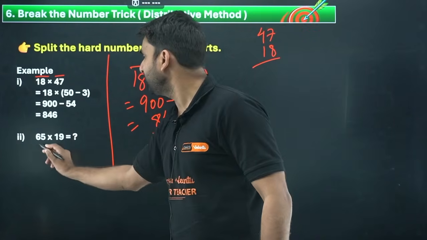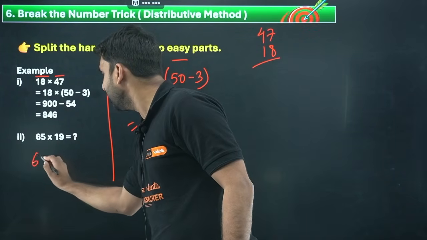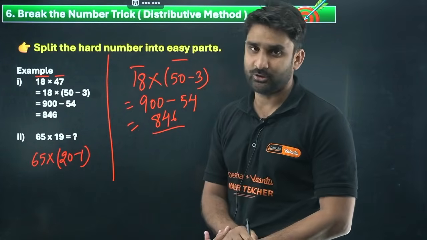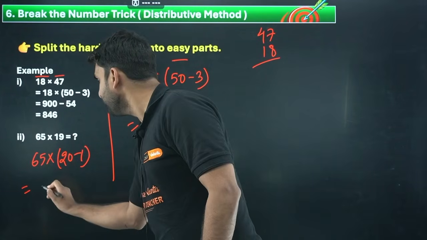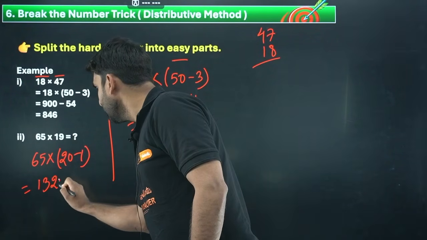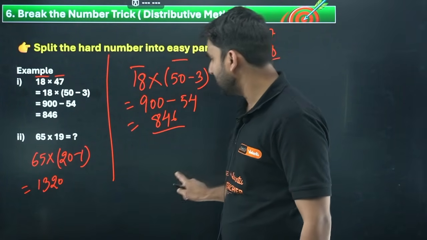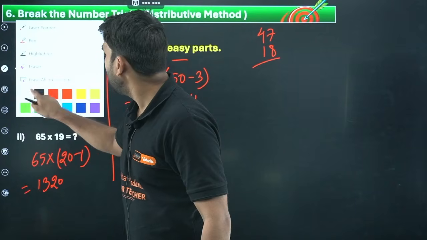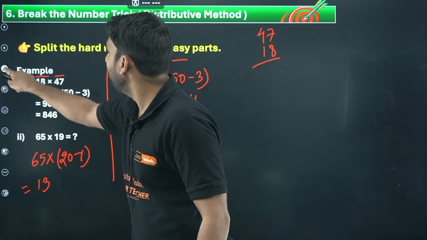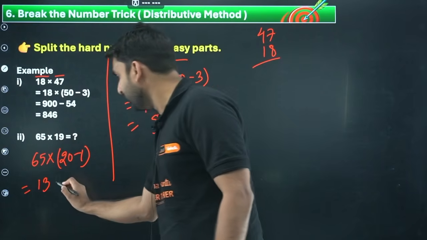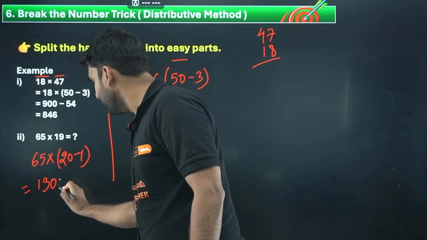If we multiply 65 and 19, what can we do, my dear? This 19 can be written as 20 minus 1. I hope this is clear to you. 65 into 20 will be what, my dear? 5 twos are 10, 0; 6 twos are 12, so 130, and one more 0.